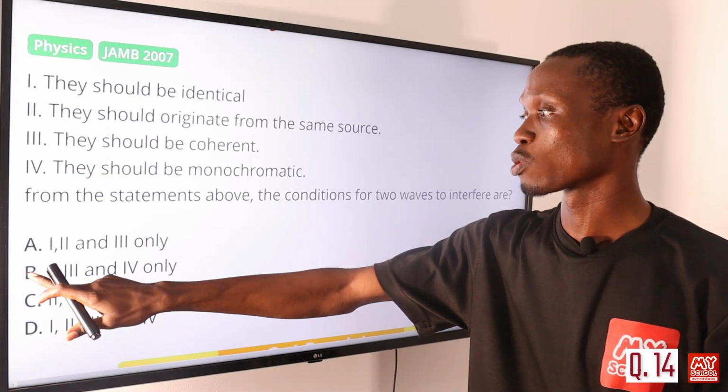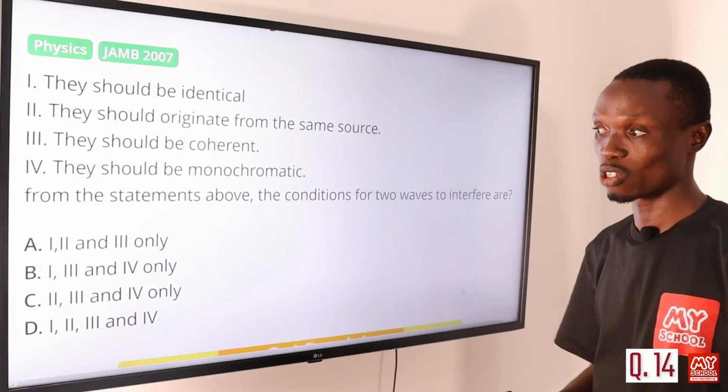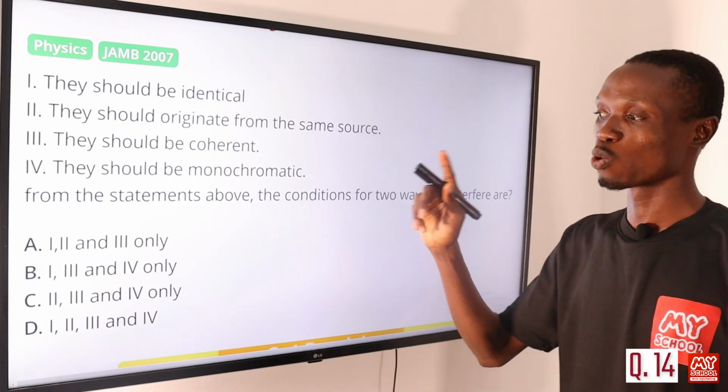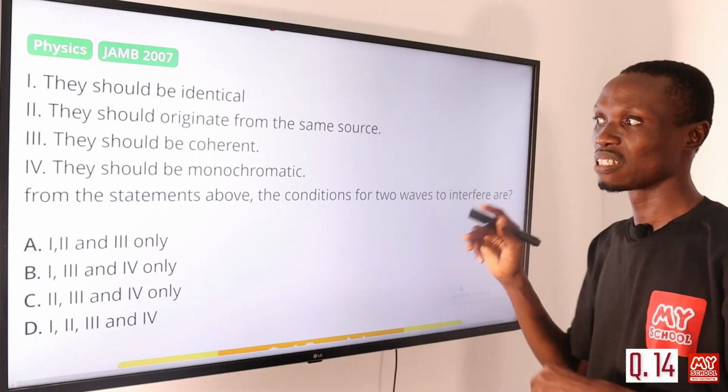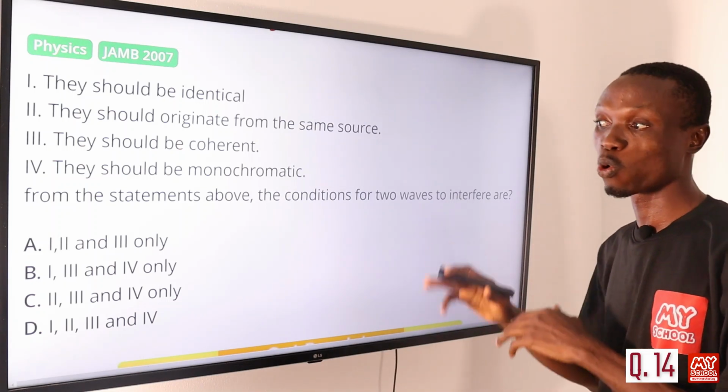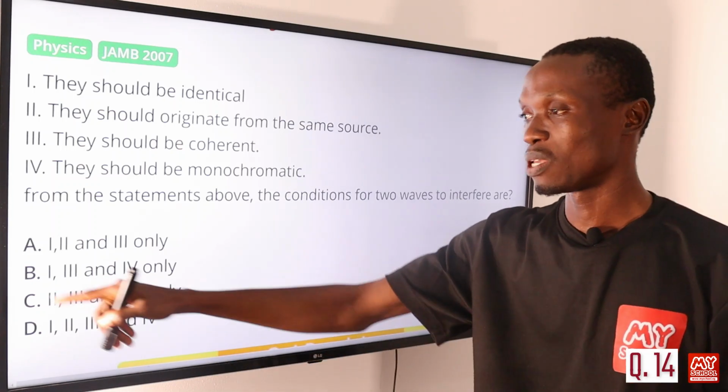That makes option B the correct answer to this question. That is, I, they should be identical. Then III, they should be coherent. Then IV, they should be monochromatic. So that makes option B the correct answer to this question.